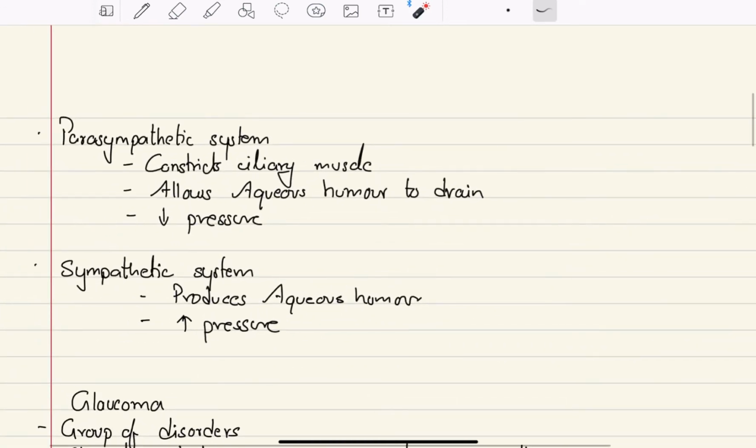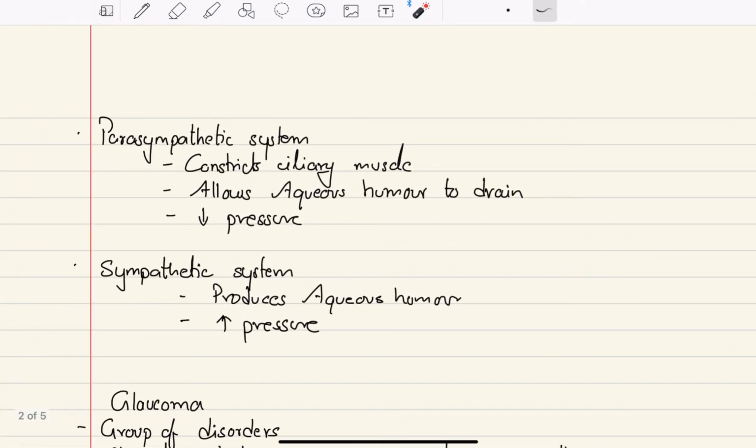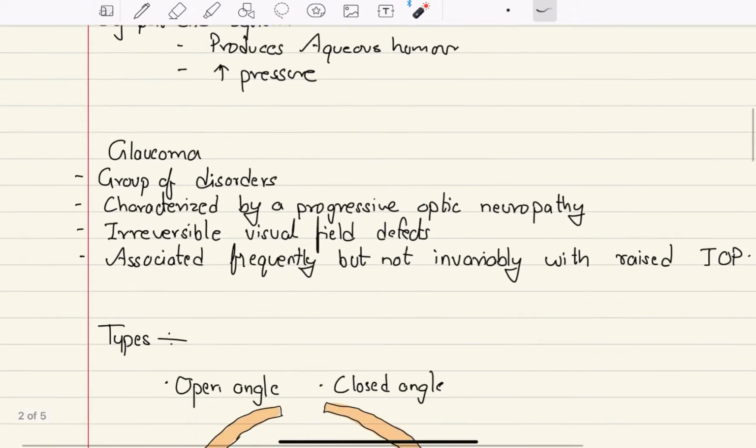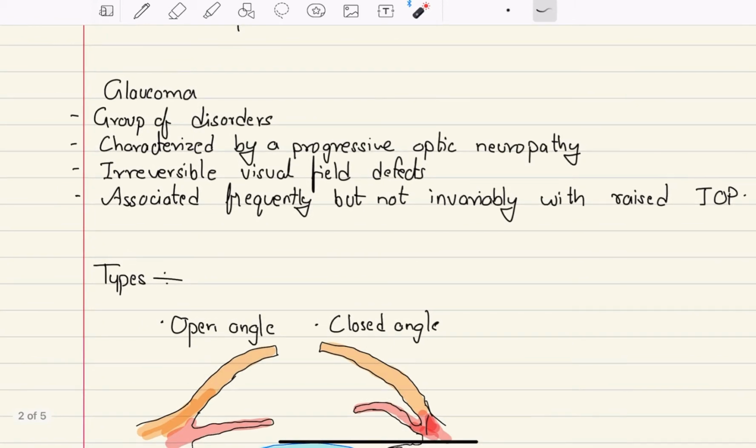The autonomic nervous system of our body also plays a huge role in maintenance of pressure inside the eye. The parasympathetic system, it constricts the ciliary muscles, and when this happens, this will actually open up the trabecular meshwork, and this allows the aqueous humor to drain, and this will result into decrease in pressure inside the eye. Sympathetic system will stimulate the ciliary processes, and this will produce aqueous humor, and this results into increased pressure inside the eye. Now let's talk about glaucoma.